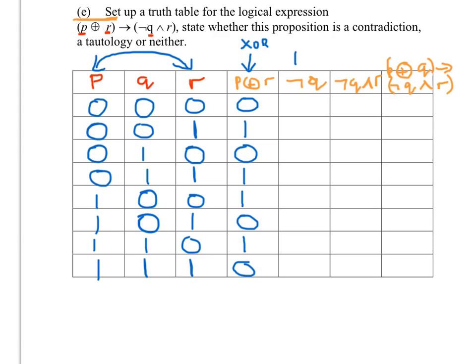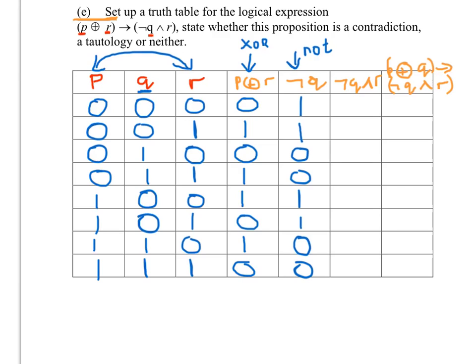Now the next column is the not Q column. So what I do is I go to the Q column here and I look at the values, and wherever there's a 0 I write 1, and wherever there's a 1 I write 0. So 1 I write 0, and then 1, 1, and 0, 0.